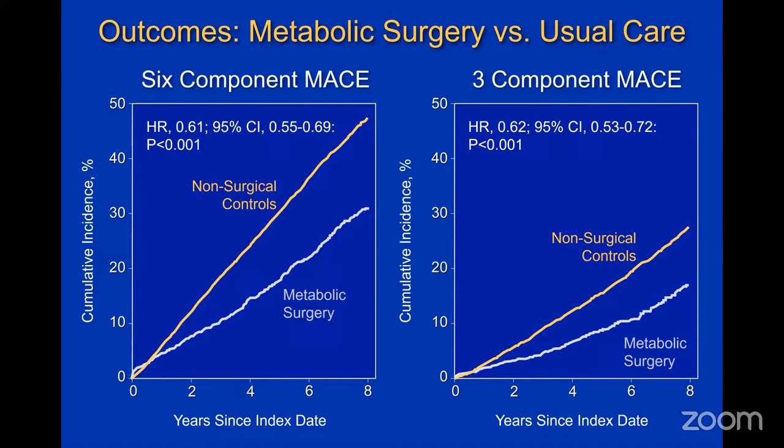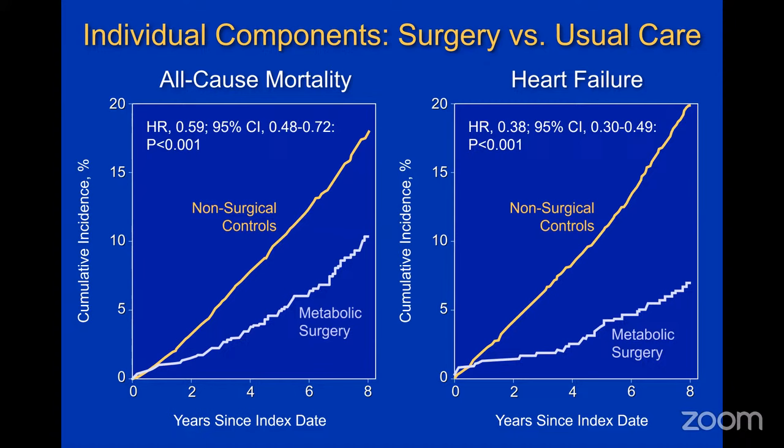When you see a hazard ratio of 0.61, even if our observational study was wrong by a large margin, that's a 39% reduction in morbidity and mortality. If you look at just three-component MACE, death, stroke, MI, it's a 38% reduction. Look at how quickly, you notice that there's an early hazard, but then rapidly the Kaplan-Meier curves separate. Let me show you more about this study that we did. All-cause mortality, 41% reduction, enormous. Heart failure, biggest difference.